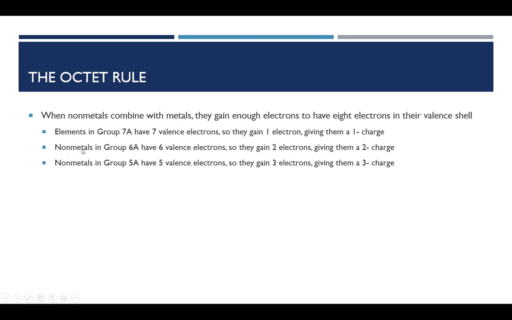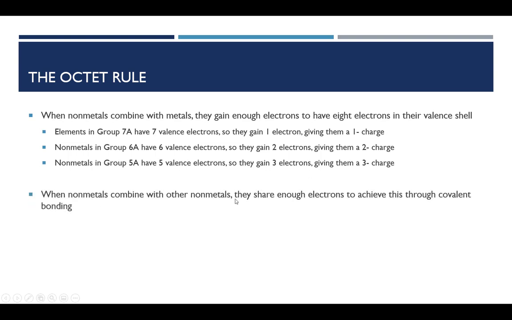You'll notice I made a subtle change here. All of the elements in group 7A are nonmetals. In group 6A, most of those elements are nonmetals, and this only applies to the nonmetals. And the same thing with group 5A. This really is only going to apply, for example, to nitrogen, phosphorus, and sometimes arsenic. But arsenic is a metalloid, so we would be in a bit of a more complicated situation when we're talking about arsenic.